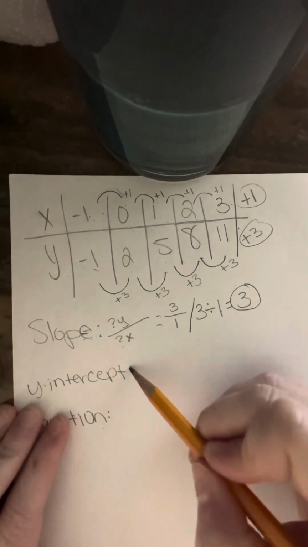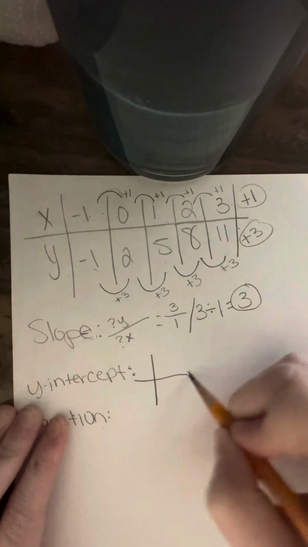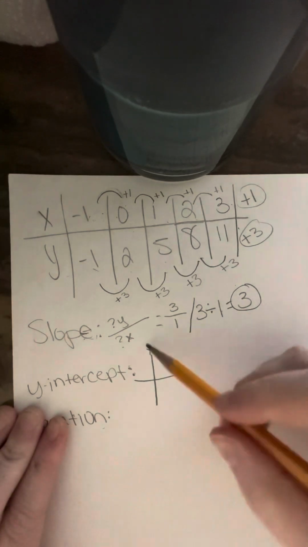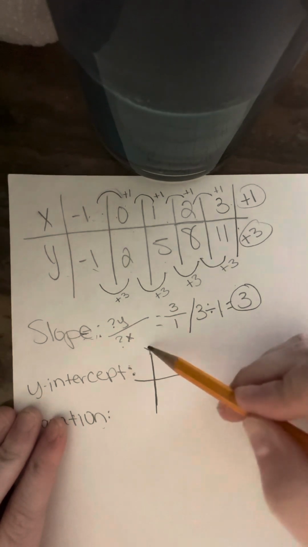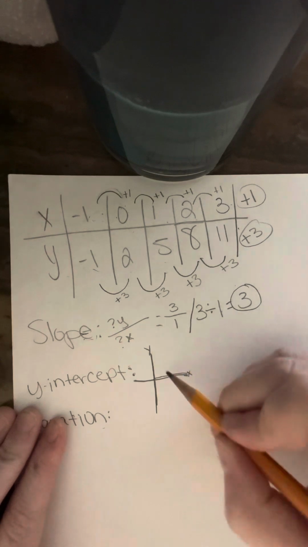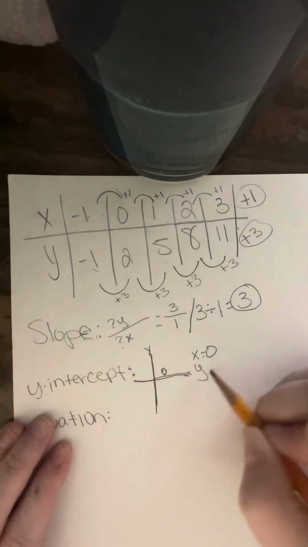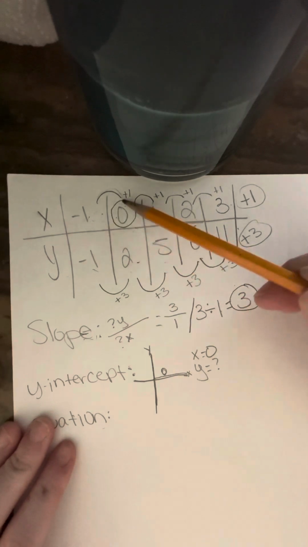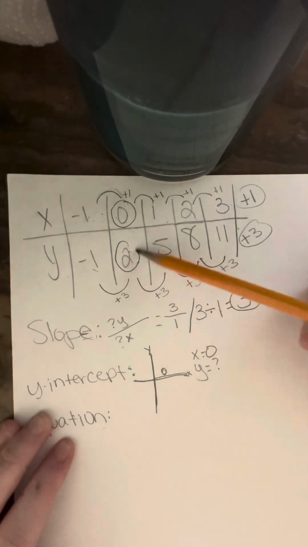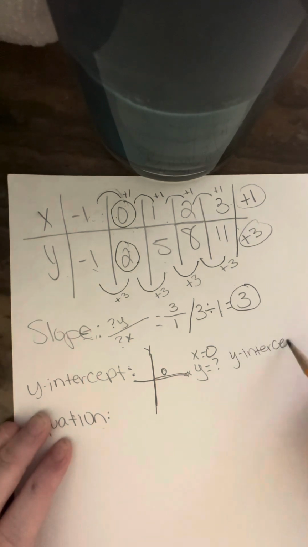So now we have to find our y-intercept. When we're looking at a graph, we have our x values and our y values. When we want to find the y-intercept, our x value is always going to be 0. So basically, when x is 0, what is our y? If we look back up at our table here, x is 0 when y is 2. So our y-intercept is going to be 2. That is our answer here.